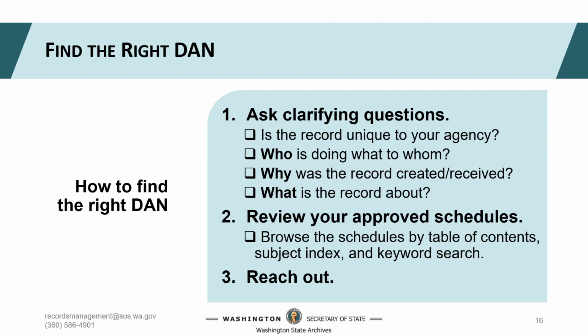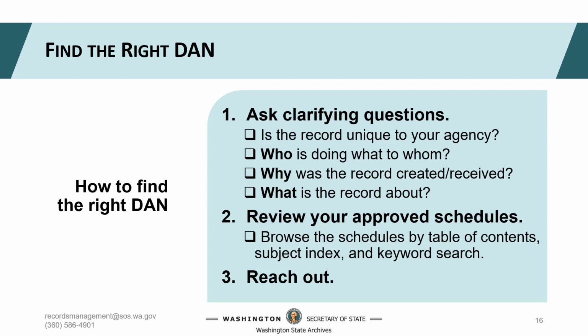The first thing you want to do when faced with any retention determination is to ask some questions. Determining whether the record is unique to your agency will guide you to your general or agency-specific schedule. Understanding how a record is processed and who is involved will reinforce which schedule to use and land you in the correct functional category. Understanding the context of a record is going to reinforce that functional category. And knowing what the record is about will help you narrow in on one of the appropriate record series.